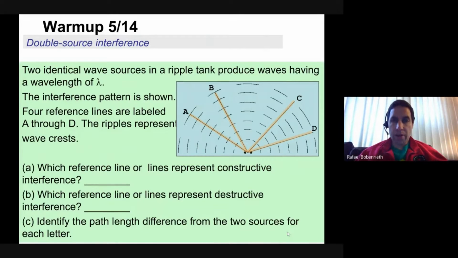Feel free to pause at any time, and I will encourage you to pause. For example, here at the warm-up, take a few moments or a few minutes as you see fit to try and answer those three warm-up questions. Okay, I'm going to assume you've paused and done what you can with the warm-up.